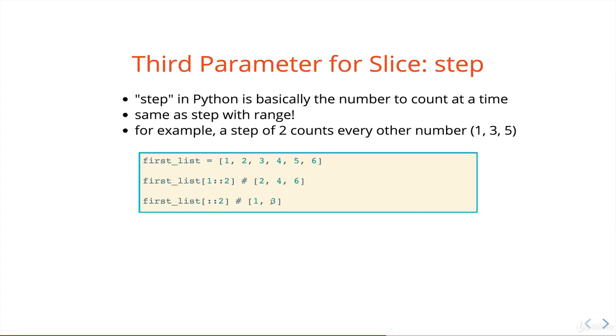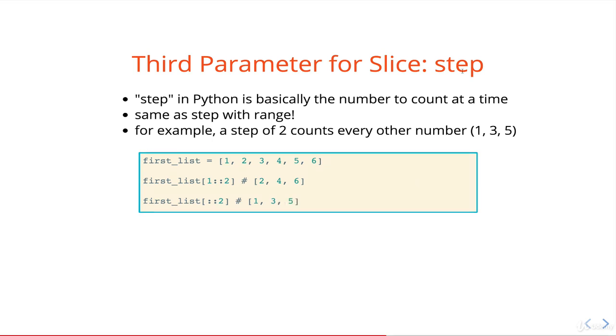I'll have to update the slide, because if we have first list : 2, this means start at the beginning and go to the end. I think I was using the old version of first list, which only went up to 4, but this one goes up to 6. If we're counting by 2s for the entire list, so start at the beginning, go to the end, count by 2s, it should give us index of 0, index of 2, and then index of 4. So it should be 1, 3, 5, not 1, 3. So I'll update that. Okay, it's updated now.